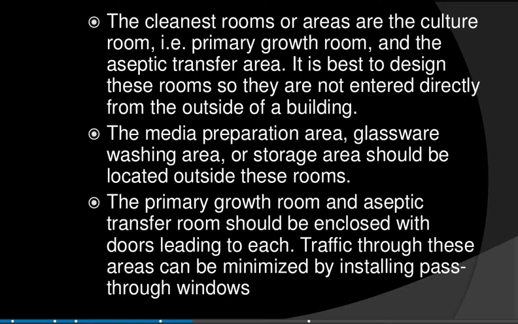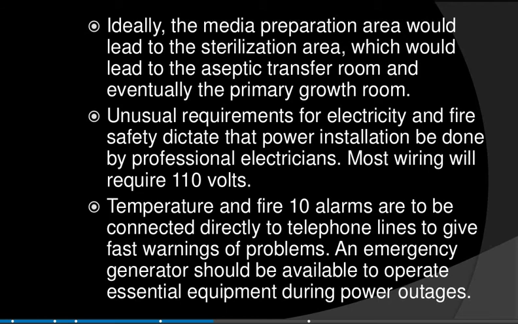The cleanest rooms or areas are the culture rooms, that is the primary growth room, and the aseptic transfer area. It is best to design these rooms so that they are not entered directly from outside of the building. The media preparation area, glassware washing area and storage area should be located outside these rooms. The primary growth room and aseptic transfer room should be enclosed with doors leading to each. Traffic through these areas can be minimized by installing pass-through windows. Ideally, the media preparation room would lead to the sterilization area, which would lead to the aseptic transfer room and eventually the primary growth room.